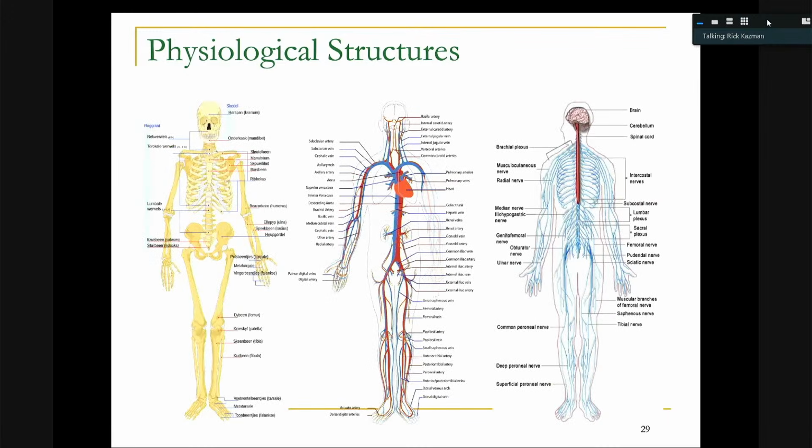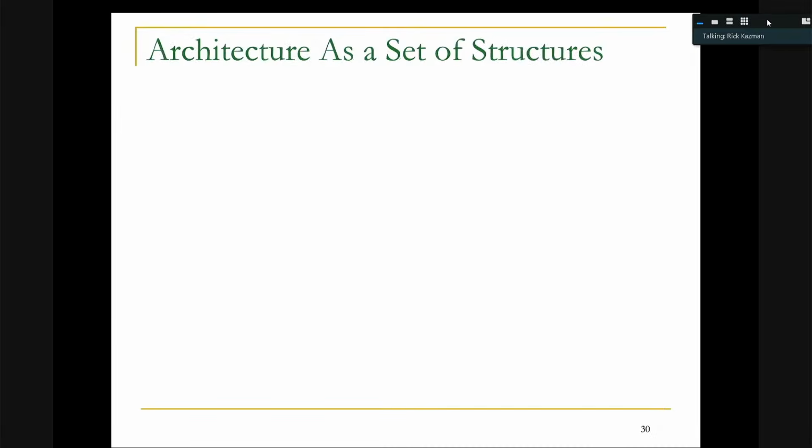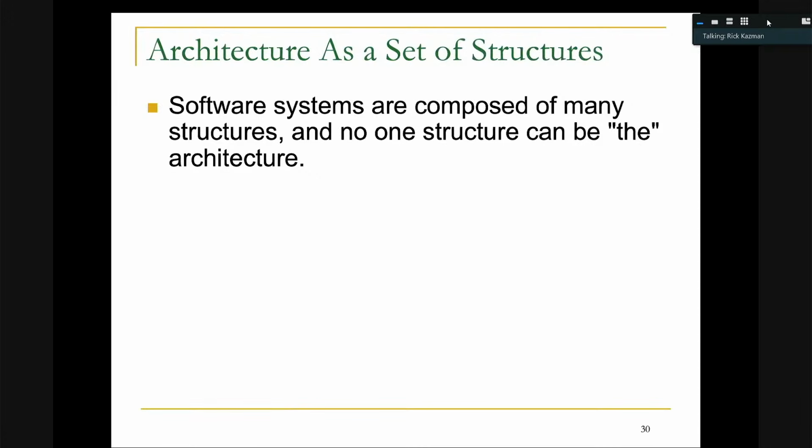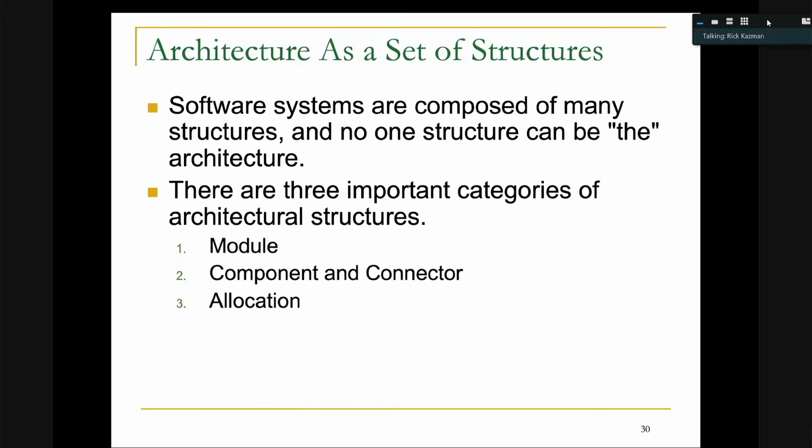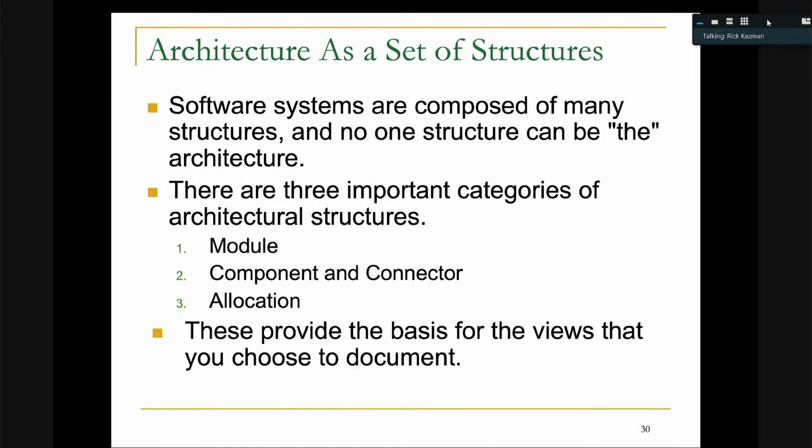So no one view of your architecture is going to suffice, right? If I go with an EKG to my dermatologist, they're going to say, this does me no good. An EKG doesn't tell me anything about your skin rash, right? So different views, different analyses for different purposes. So again, set of structures, no one structure is the architecture, but the important ones that we tend to want to document are module views, component connector views, and allocation views.